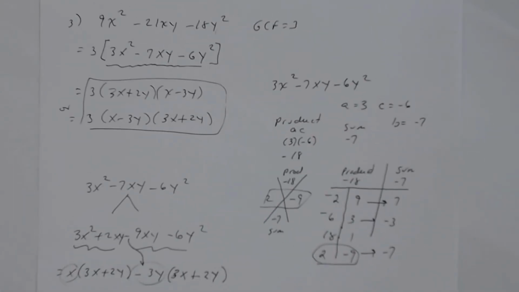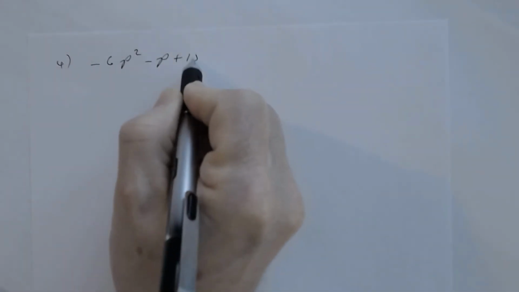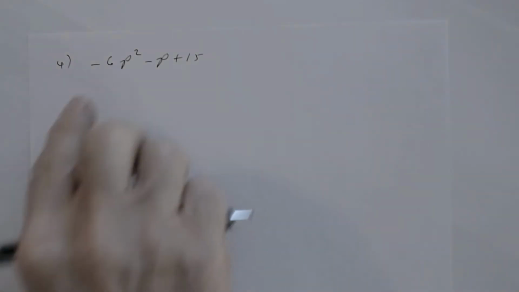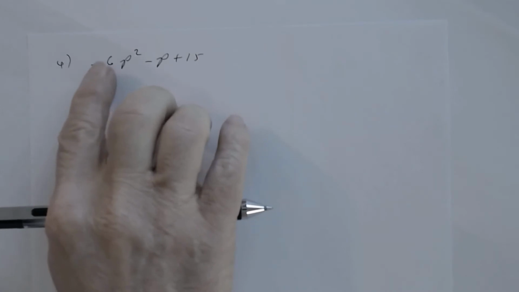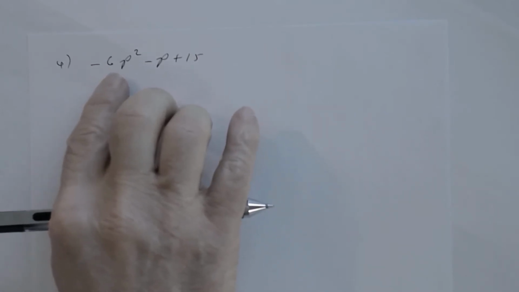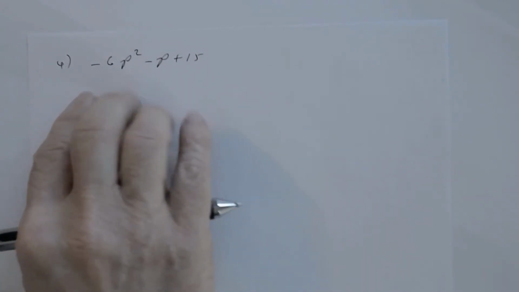Number 4, let's suppose we had this in number 4. Negative 6p squared minus p plus 15. Okay, so remember in previous lessons, notice that this is in descending order. That is true. But the leading coefficient is negative. So remember, when you're dealing with the leading coefficient as negative, you should factor out the negative GCF.